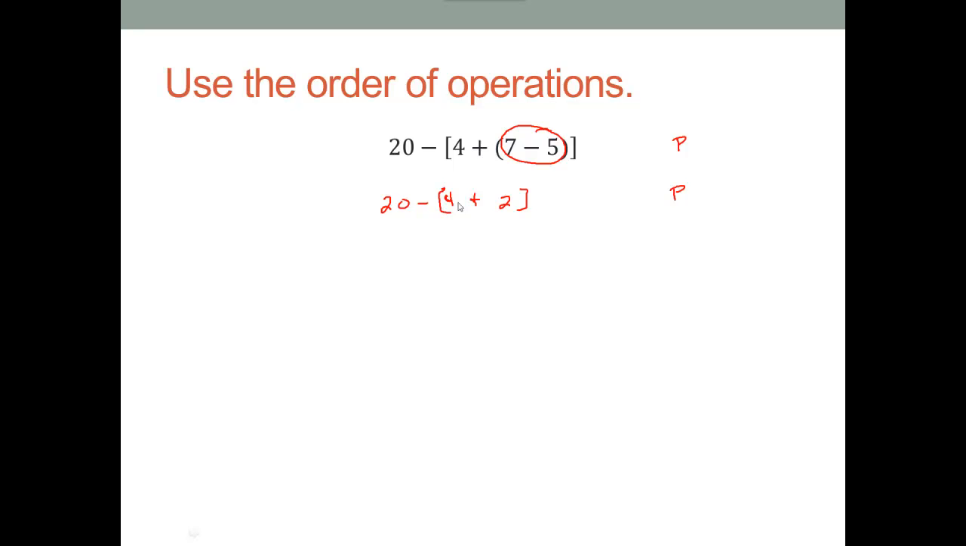So now we're going to simplify the 4 plus the 2. And again, I don't have any number outside of this bracket to multiply my results by, so I can drop off the brackets there, and that'll just give me 20 minus 6. And then 20 minus 6 will give me a final answer of 14 by using subtraction.